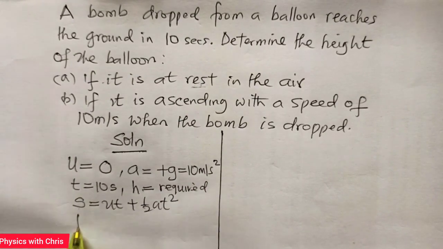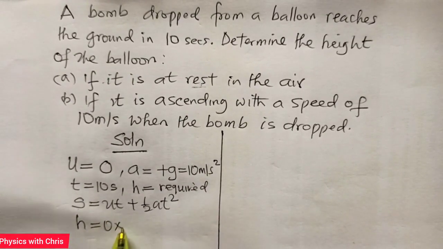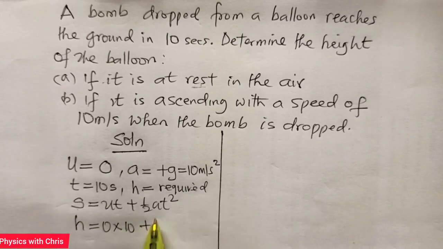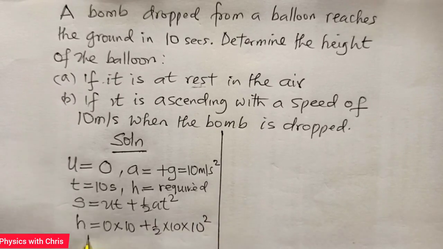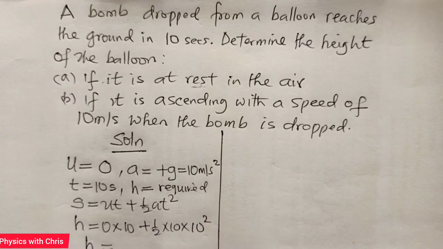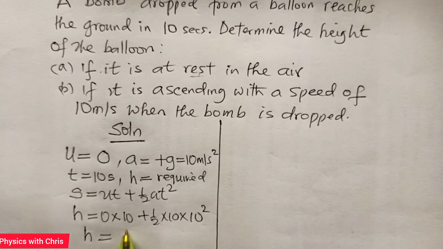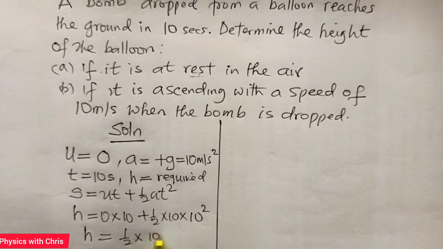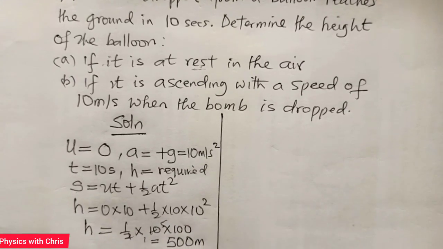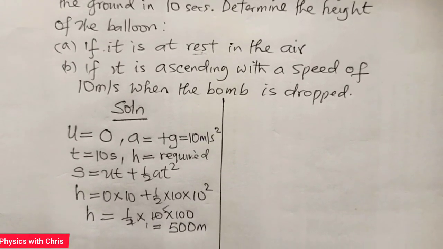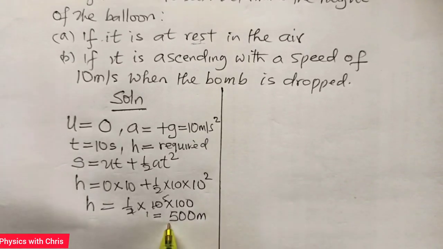Now, S becomes h equals 0 times t, that's times 10, plus half times 10 times 10 squared. This is gone, so this gives me half times 10 times 100. So 2 here gives me 5, 5 times 100 gives me 500 meters. So the height of the balloon above the ground is 500 meters.